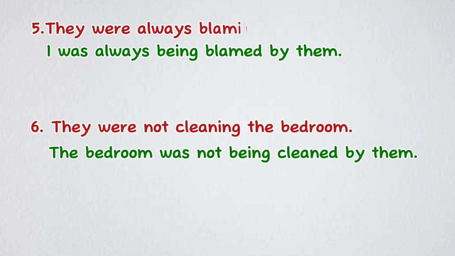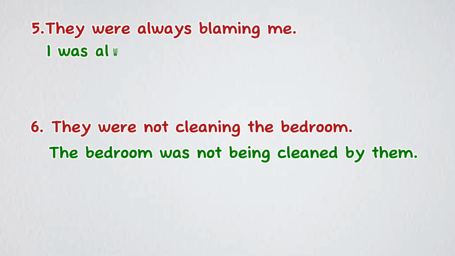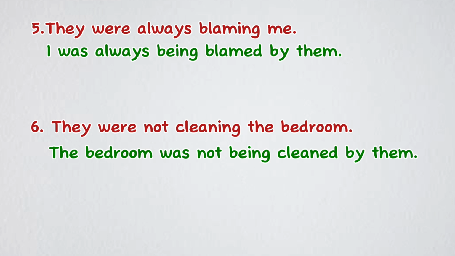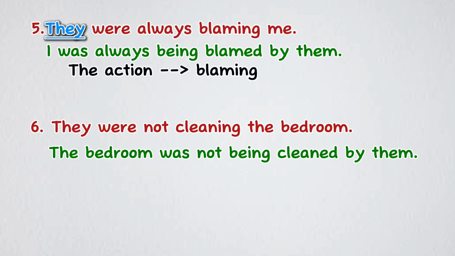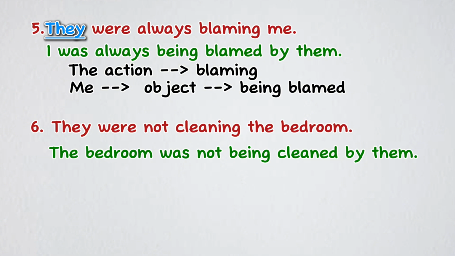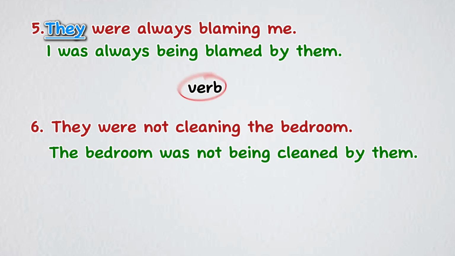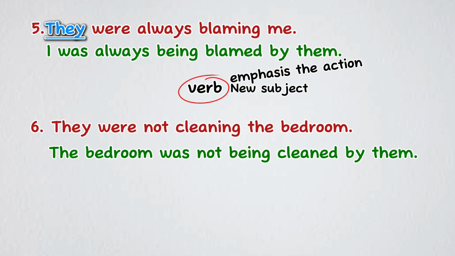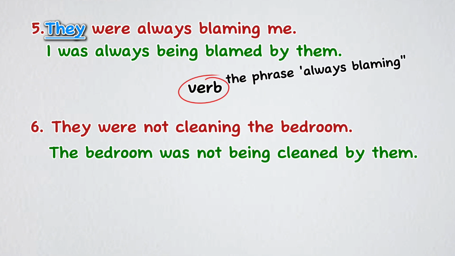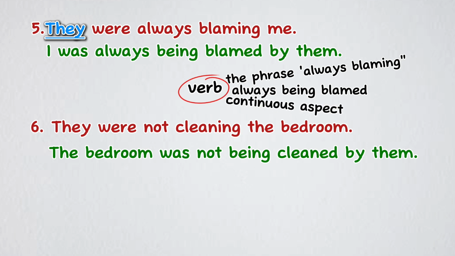They were always blaming me. The passive is, I was always being blamed by them. They is the subject performing the action of blaming, and me is the object being blamed. In the passive voice, I becomes the subject of the sentence, and the verb changes to a form that emphasizes the action being performed on the new subject. The phrase always blaming is transformed to always being blamed to maintain the continuous aspect and the emphasis on the repeated action. Thus, they were always blaming me becomes I was always being blamed by them.